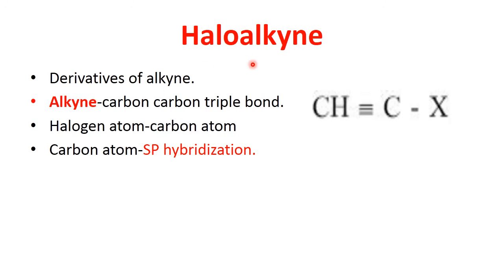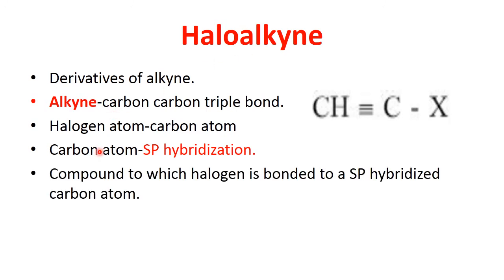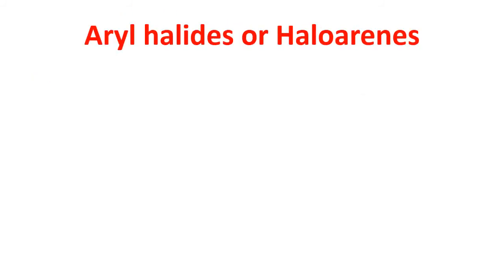So haloalkynes we can define as the compounds in which the halogen atom is bonded to an sp hybridized carbon atom. The next type of halogen derivative is aryl halide, also called haloarenes.